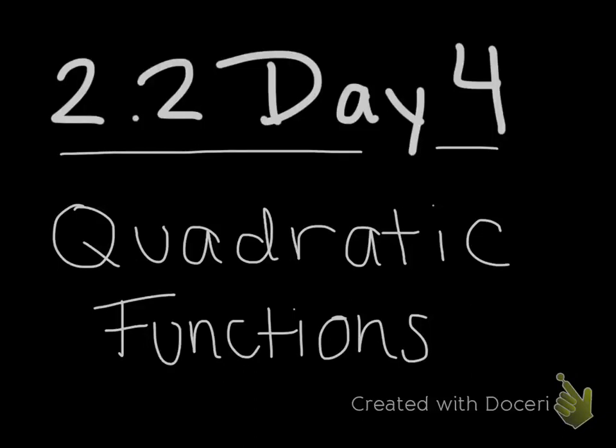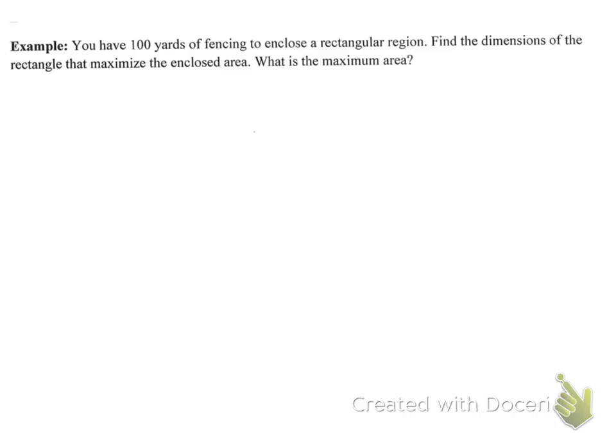Today we're doing section 2.2, day 4, and again we're going to talk about those maximizing and minimizing type problems. For the first example, it says you have 100 yards of fencing to enclose a rectangular region. Find the dimensions of the rectangle that maximize the enclosed area. What is the maximum area? So I recommend drawing a picture.